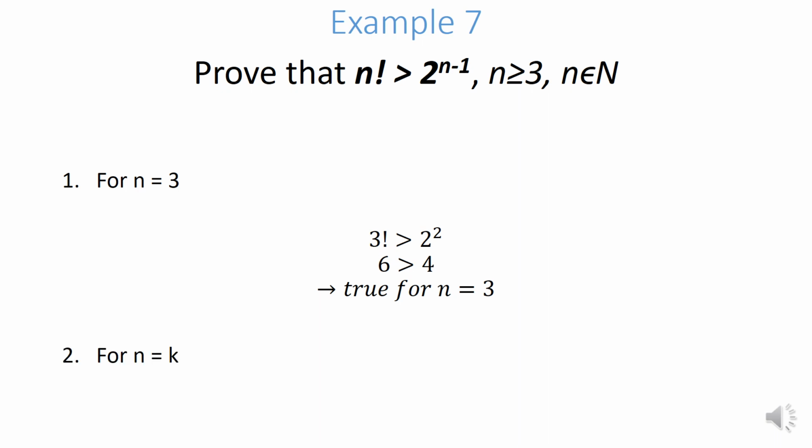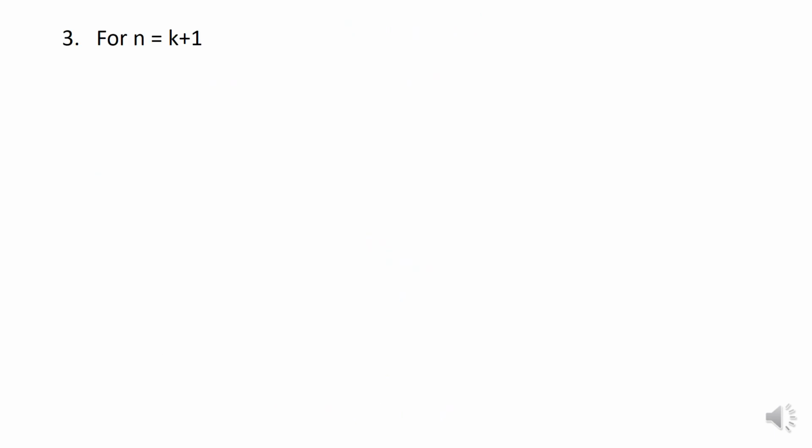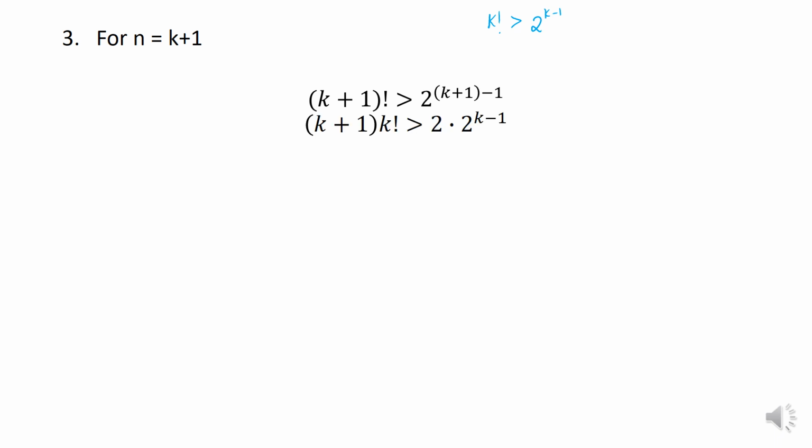Second step, n equals k, just write it down with k in place of n. And we're going to assume that this is true. On to step 3 and the k plus 1 term. Firstly, write it down. Now recall, we're looking to find the k term within it. The k term said that k factorial was greater than 2 to the power of k minus 1. Okay, so with the factorials, we did that before. It's k plus 1 times k factorial.